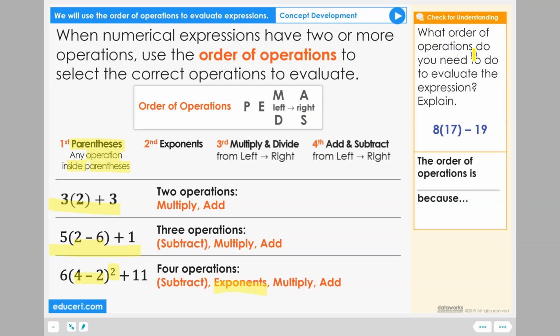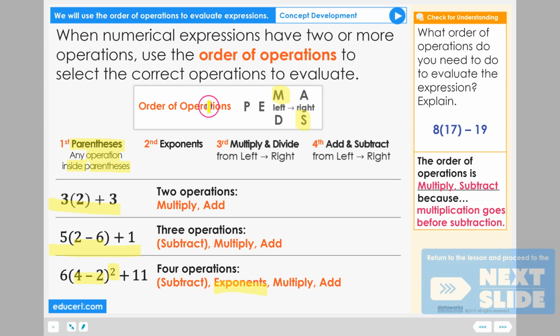What order of operations do you need to do to evaluate the expression? Explain. 8 times 17 minus 19. The order of operations is blank because the order of operations is multiply and then subtract, because multiplication comes before subtraction in the order of operations.